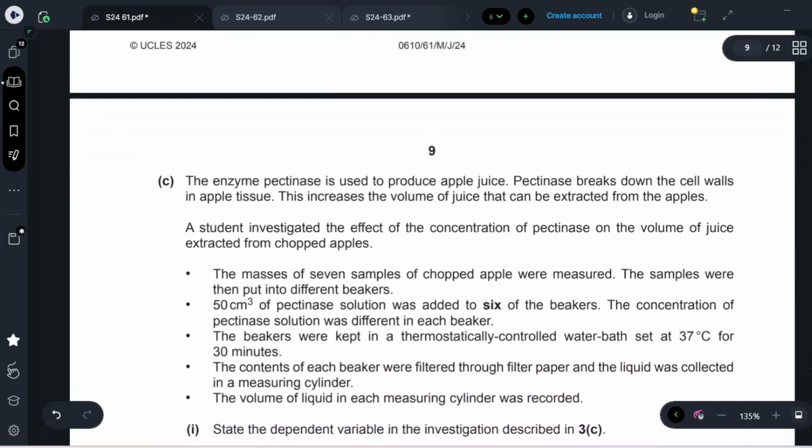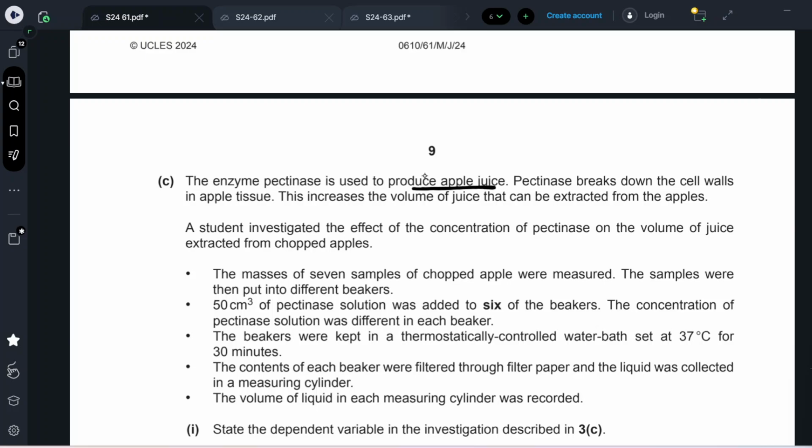Last question. Another experiment. Pectinase is used to produce apple juice. It breaks down the cell walls, so it increases the volume of juice that can be extracted. If you use pectinase, it will give you more juice.